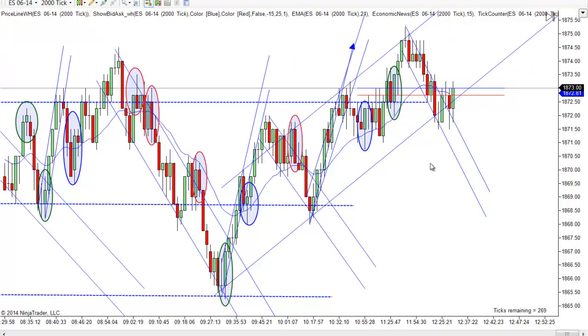Now we got a little overshoot to this side. It's about equal. So we could continue to go higher here. We'll just have to see. This is really congested looking. They're not stacking up. We'll see if we can make a new high here.